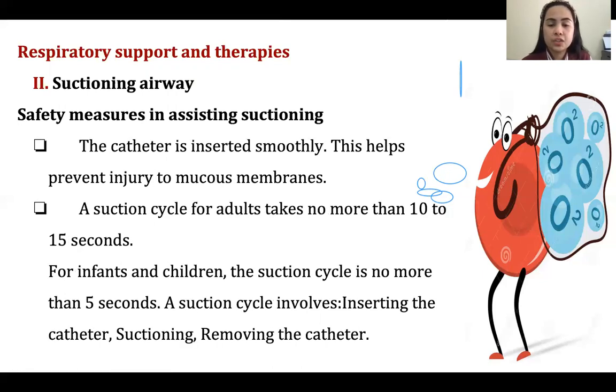Then the catheter is inserted smoothly. This will help prevent injury to the mucous membrane. A suction cycle for adults is taken no more than 10 seconds. So each suction, guys, is only allowed for 10 to 15 seconds, not more than that. Why? Because if you suction the patient for 1 minute, the patient will have difficulty breathing as well. For an infant, it should be not more than 5 seconds.